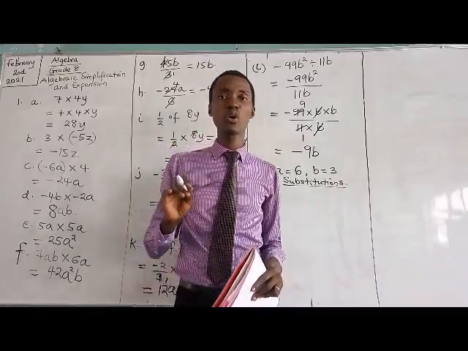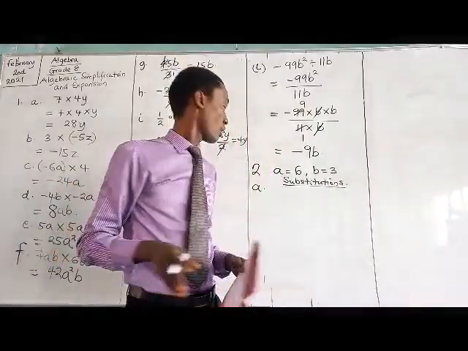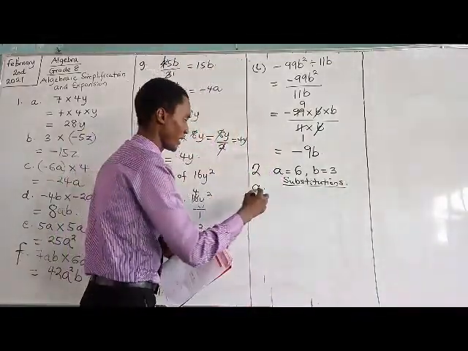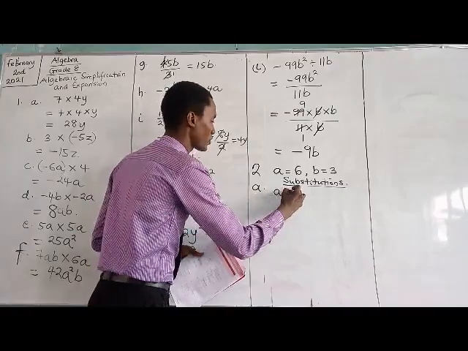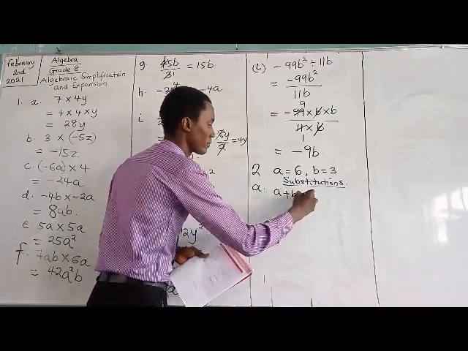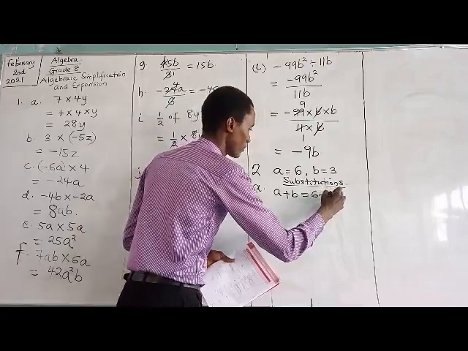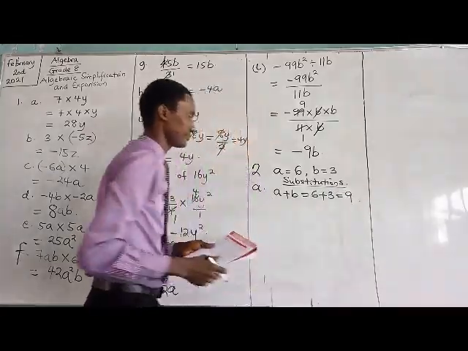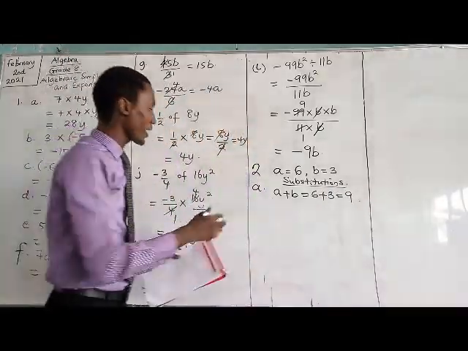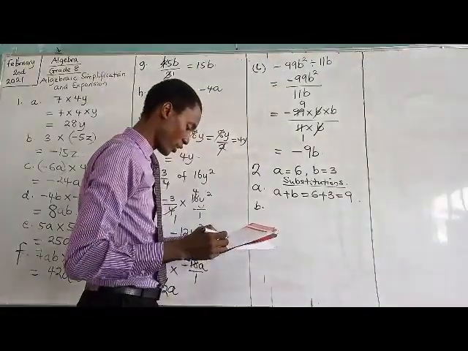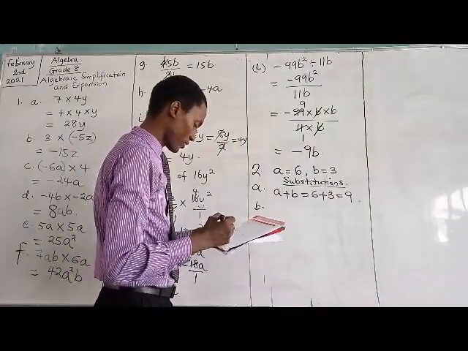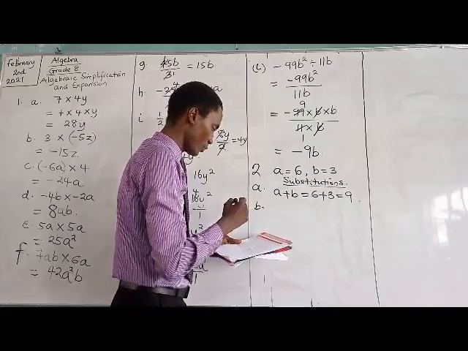So here we're dealing with what? Substitutions. Alright, so with question a, you have a plus b. What is a? 6. What is b? 3. And I'll give you 9. Right, that's for question A. For question B, it will be.